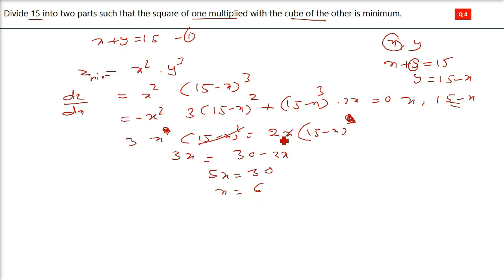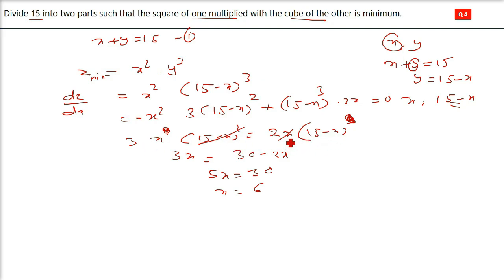X is 6. What will be y? Y will be 15 minus 6, that is going to be 9. So x and y we got, but this is not the right way. I'm just saying that this will also give you the correct answer. But the whole idea is the mathematics is not done like this.